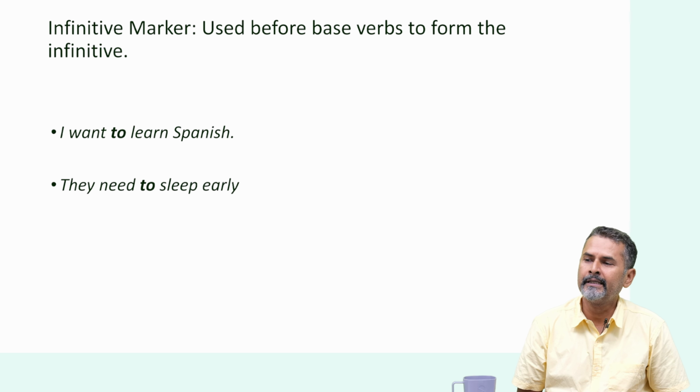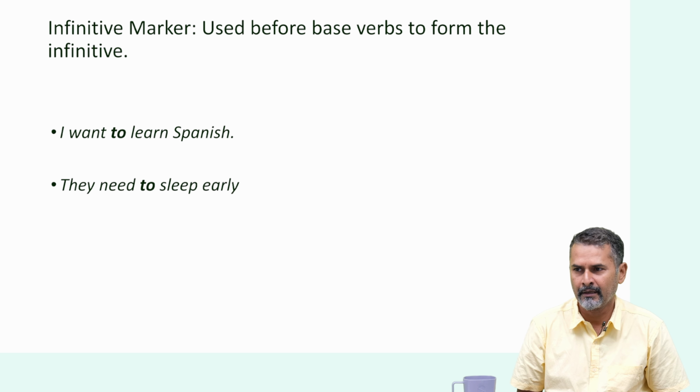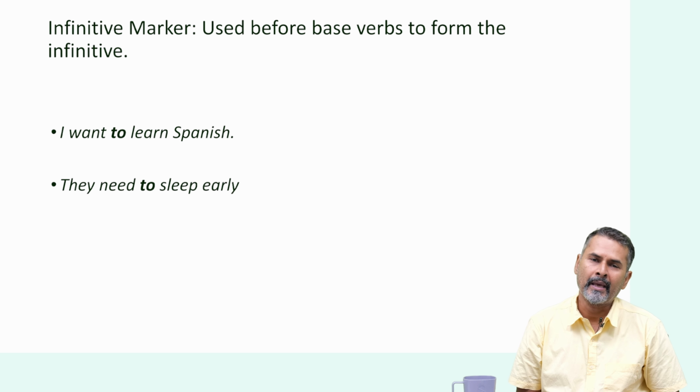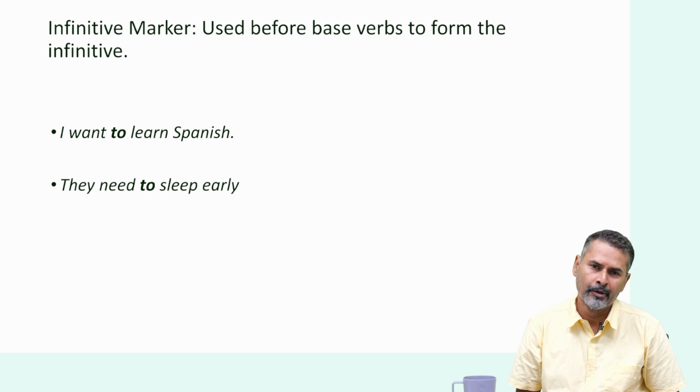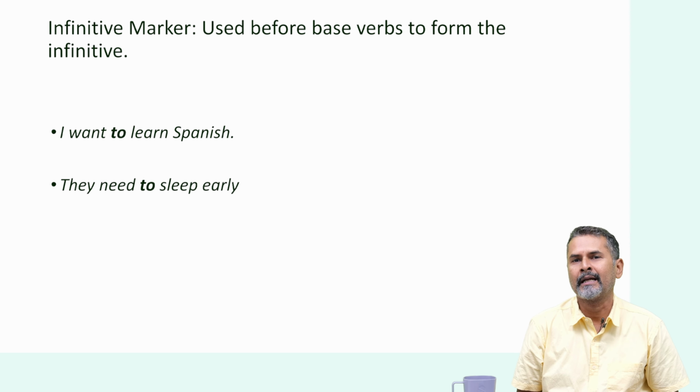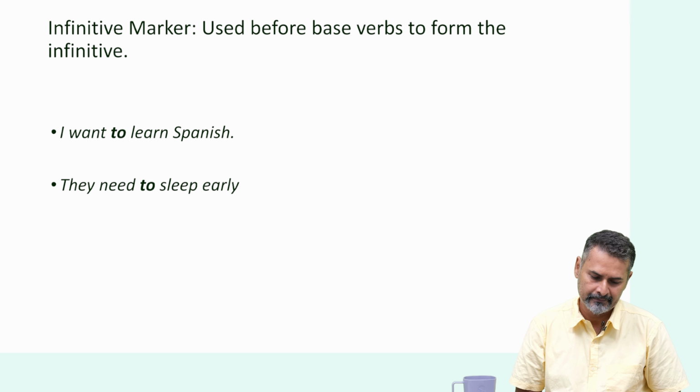Okay, let's see how it is used in a sentence. I want to learn Spanish. എനിക്ക് സ്പാനിഷ് പഠിക്കാൻ ആഗ്രഹം ഉണ്ട്. That's how it translates. They need to sleep early. അവർക്ക് early ആയിട്ട് സ്ലീപ്പ് ചെയ്യേണ്ടതിൻ്റെ ആവശ്യം ഉണ്ട്. So here to is used to form the infinitive form of the verb. The infinitive form of the verb is necessary to form such sentences.